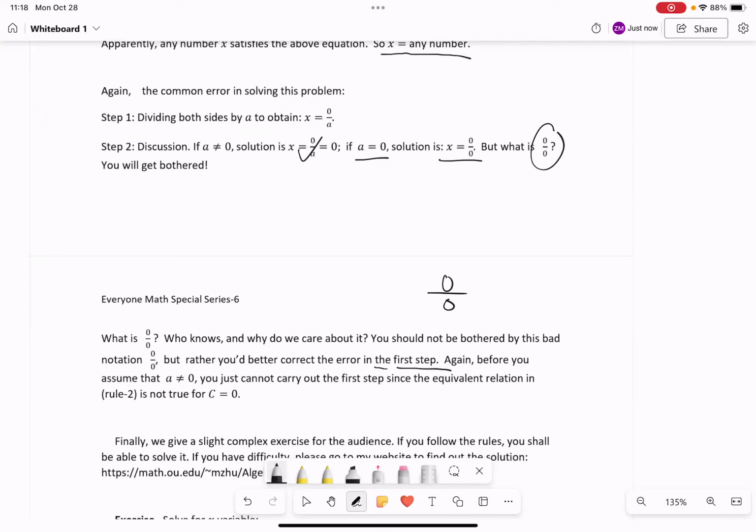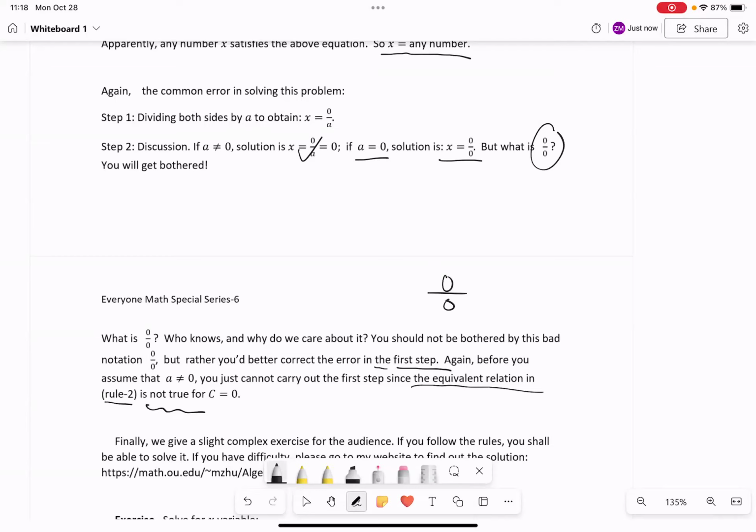So once again, we emphasize that the equivalent relation in rule 2 is not true anymore if c equals 0. It's very important, okay? So don't make the first mistake and then get bothered by it and ask yourself, what is 0 over 0? It has no meaning.